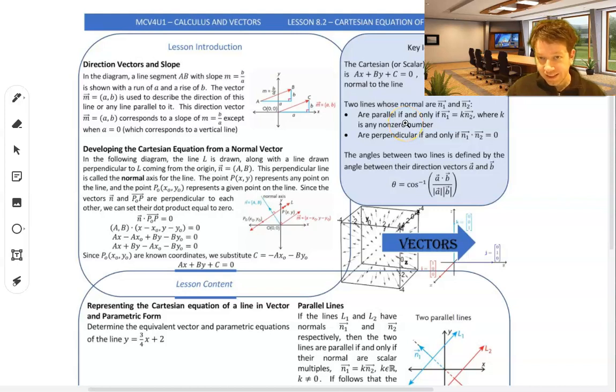All right, today's lesson is 8.2. We're looking at the Cartesian equation of a line. Now we know the Cartesian equation of a line. We've known it since grade 9. The standard form is ax plus by plus c equals 0.